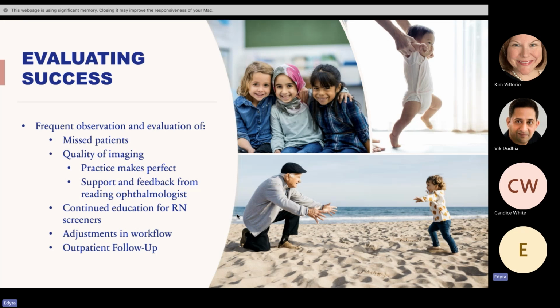Also, another key thing to continue the success of your program is to provide continued education for RN screeners. It'll keep them motivated, keep them happy, keep them understanding of how they can become better imagers. And this is just something that's wonderful to provide. And then any adjustments in workflow, you'll want to make sure that those are being addressed and implemented. And then, of course, outpatient follow-up. Once the babies are discharged from your unit, you want to make sure that there is an outpatient follow-up program in place and that they're not being lost to follow-up.